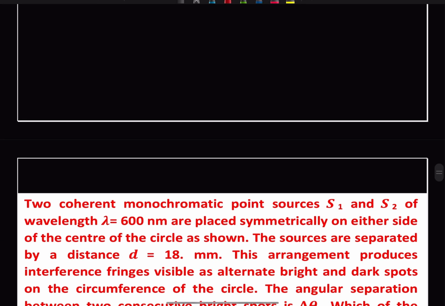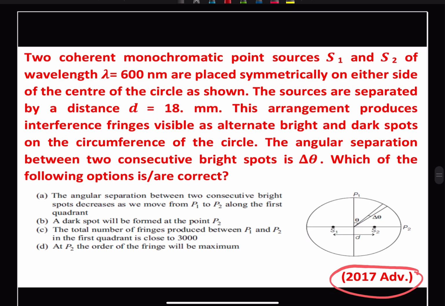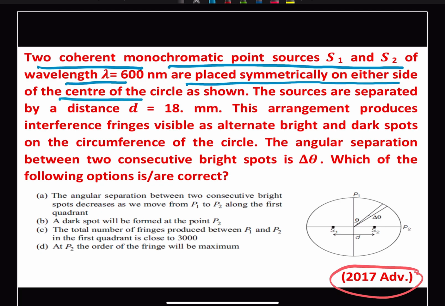We come to the next question. It was asked in the 2017 Advanced, and it states that two coherent monochromatic point sources S1 and S2 of wavelength 600 nanometer are placed symmetrically on either side of the center of the circle as shown. The sources are separated by a distance d, that is, it should be 1.8 millimeter, not 18, or it is 18 millimeter.